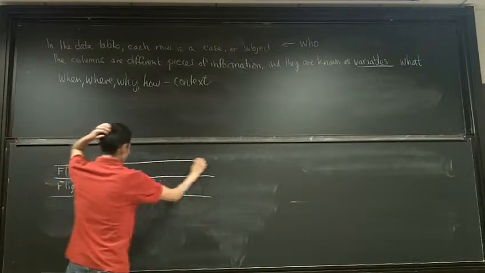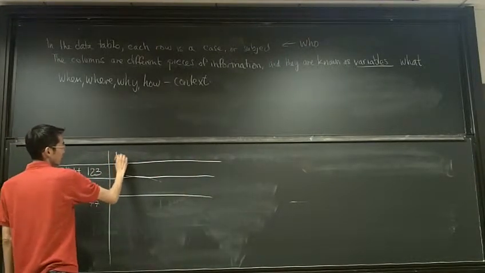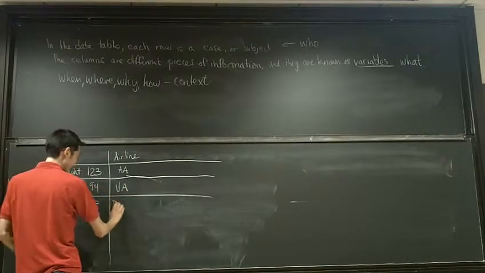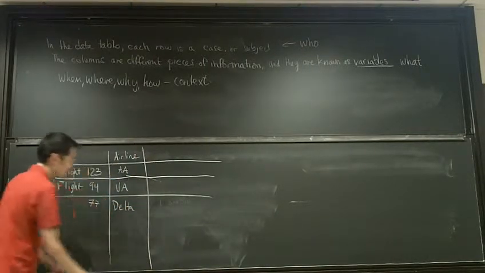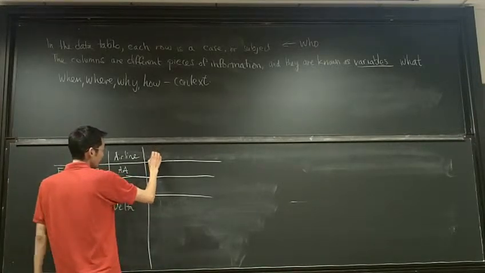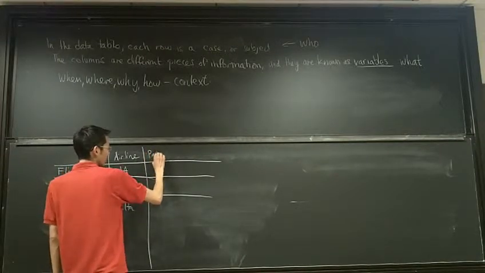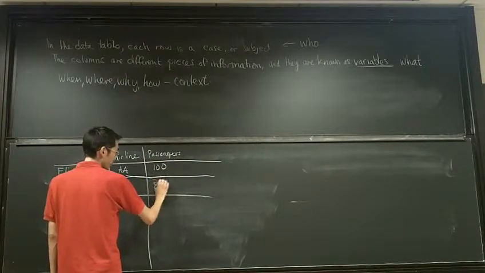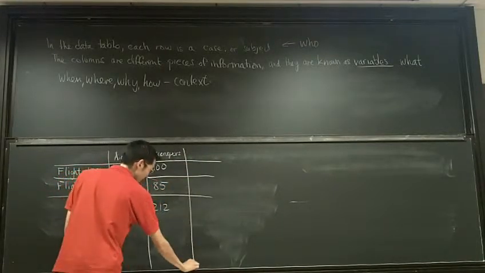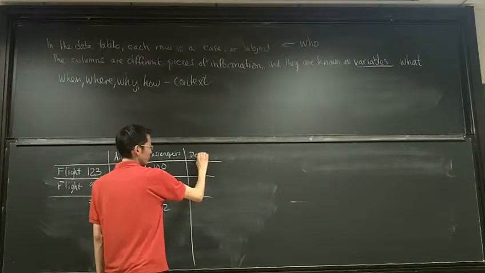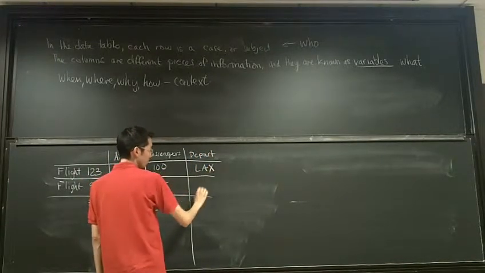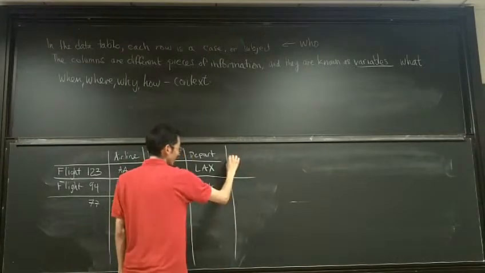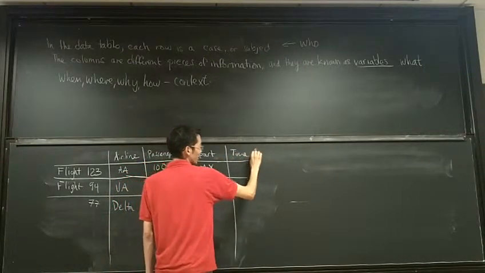Maybe the bits of information we're collecting are the airline, so this is American Airlines and United Airlines, Delta, Southwest. Well, we get the idea. We've got airline, and maybe the number of passengers. So flight 1, 2, 3 has 100 passengers aboard, this one has 85 passengers, and this one has 212 passengers aboard or something. And they have a departing airport. This one's leaving LAX, and this one's leaving JFK. And the time of departure.